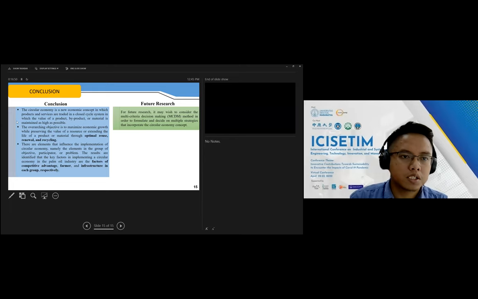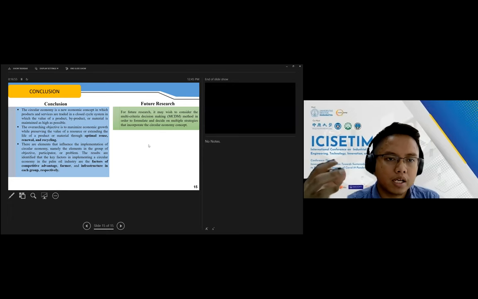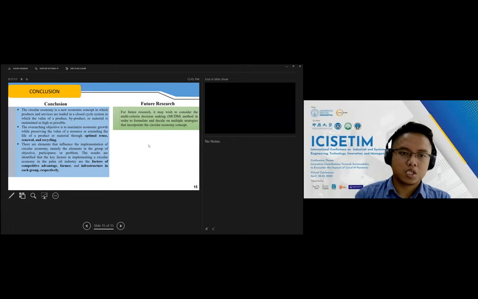So this is the conclusion. The circular economy is a new economic concept with product and service trade in a closed cycle system, in which the value of the product or material is maintained as high as possible. And the overarching objective is to maximize economic growth while preserving the value of the resource or extending the life of the product or material through optimal reuse, renewal, and recycling.